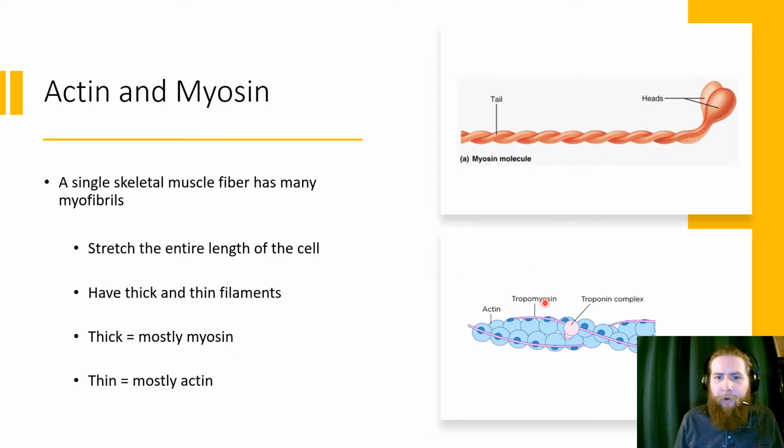We're going to talk about tropomyosin and the troponin complex in a little bit, but myosin has these two heads, and it has this tail that's kind of like braided going back. And these are very important. These two interact with each other to create that shortening.